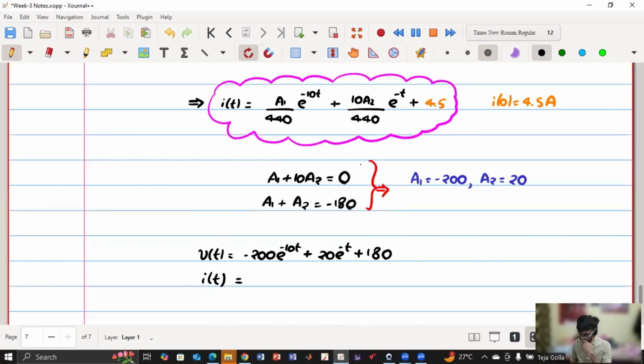Yeah. So I see only one person doing this. What about others? Sir, how A1 plus 10 A2 equal to 0? Please explain.